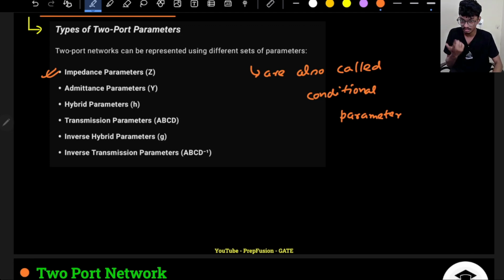In this case, what are the conditions? Either I make the I2 current 0 or the I1 current 0. So these are my conditions for the Z parameters. For other parameters, the conditions are different.